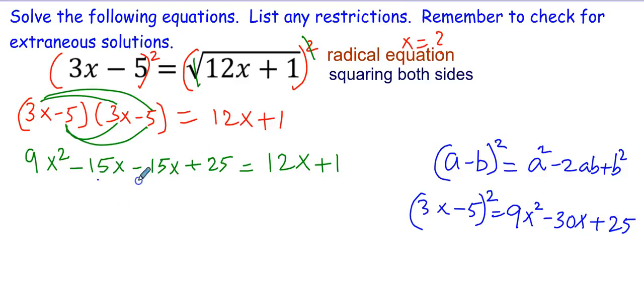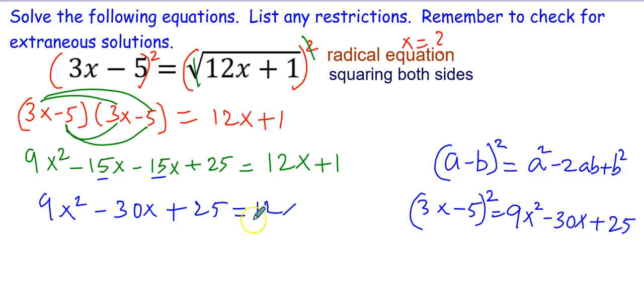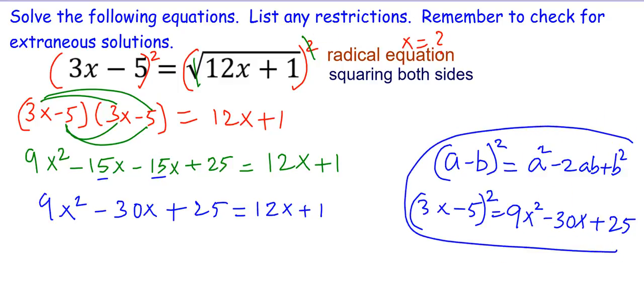Now let us simplify by combining the like terms. We have 9x square minus 15x minus 15x is minus 30x, plus 25 is equal to 12x plus 1. See, on the left hand side you have the same thing, 9x square minus 30x plus 25, using that formula a minus b whole square. Okay, now coming back here, on the right hand side I'm seeing 12x plus 1.